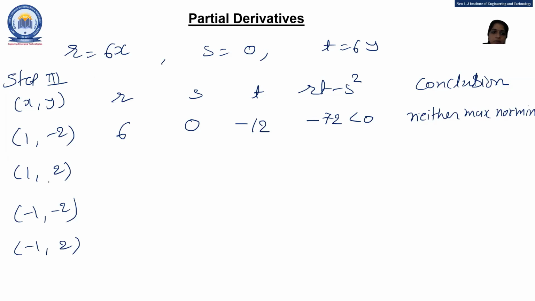For the second point, here R is 6, S is 0, and T is 12, right? So this RT minus S square is 72, which is greater than 0. And when RT minus S square is greater than 0, at that time we have to check our R, and our R is 6, right? Our R is equal to 6, which is greater than 0. So my function is minimum. Okay.